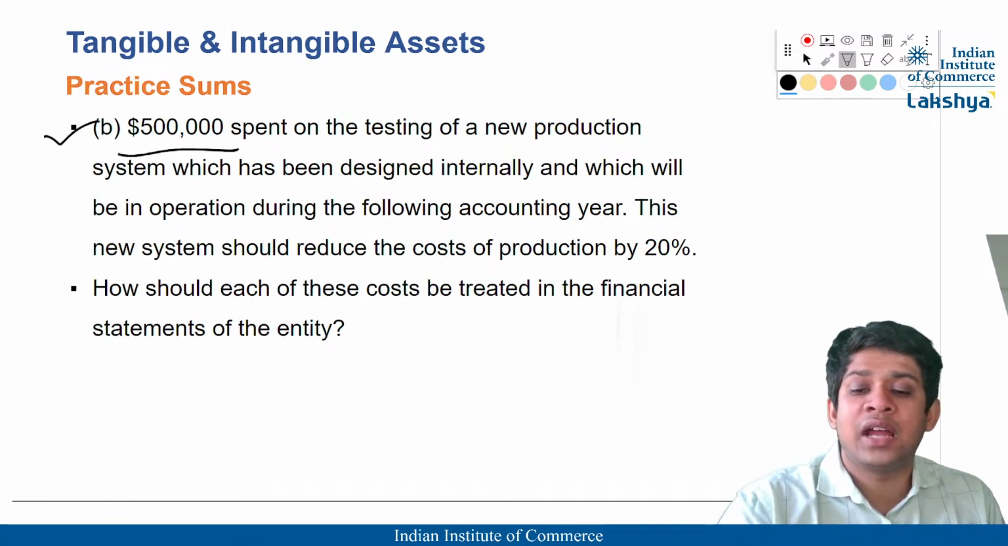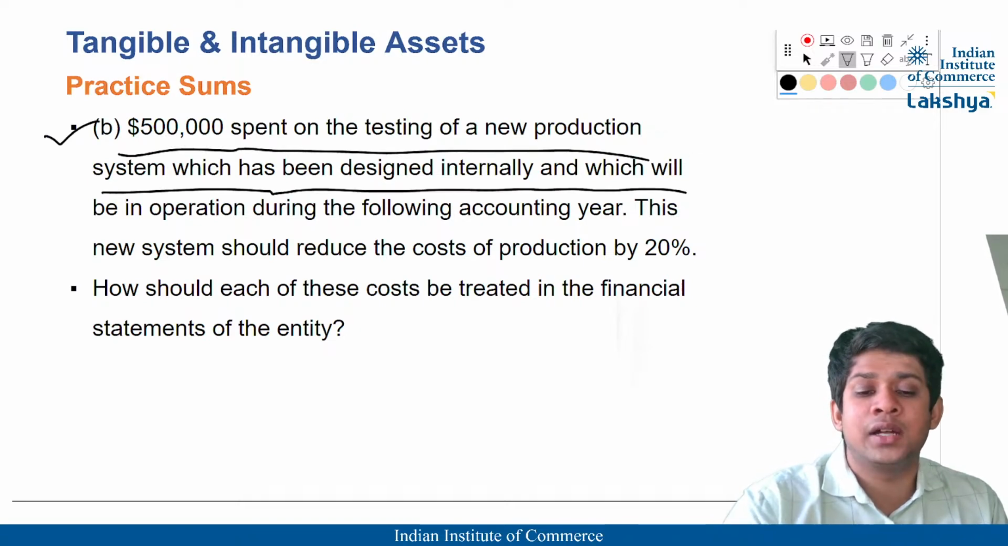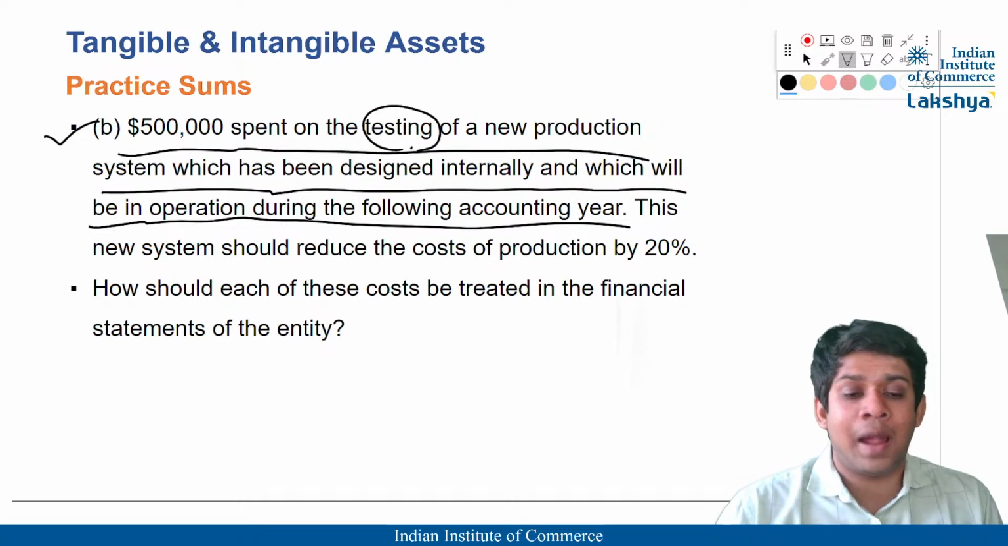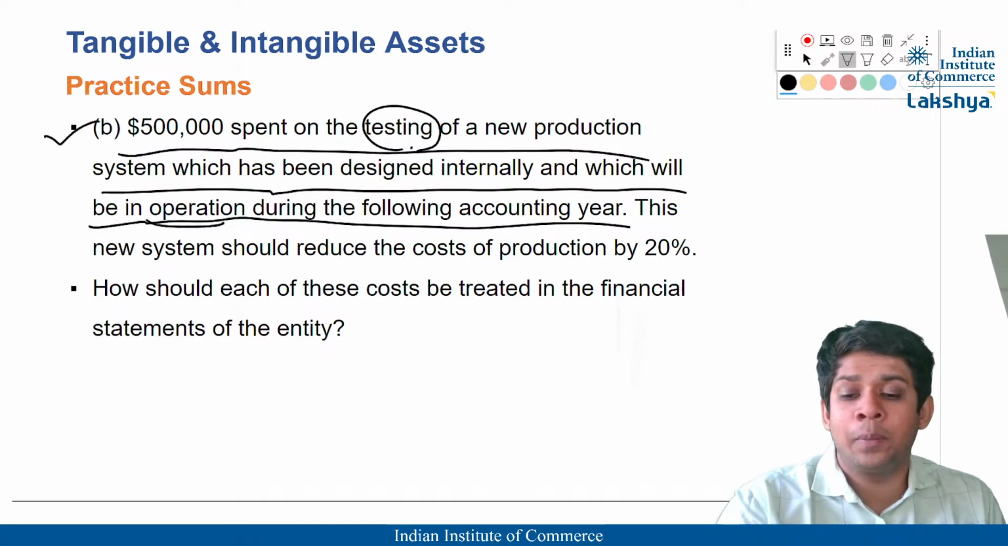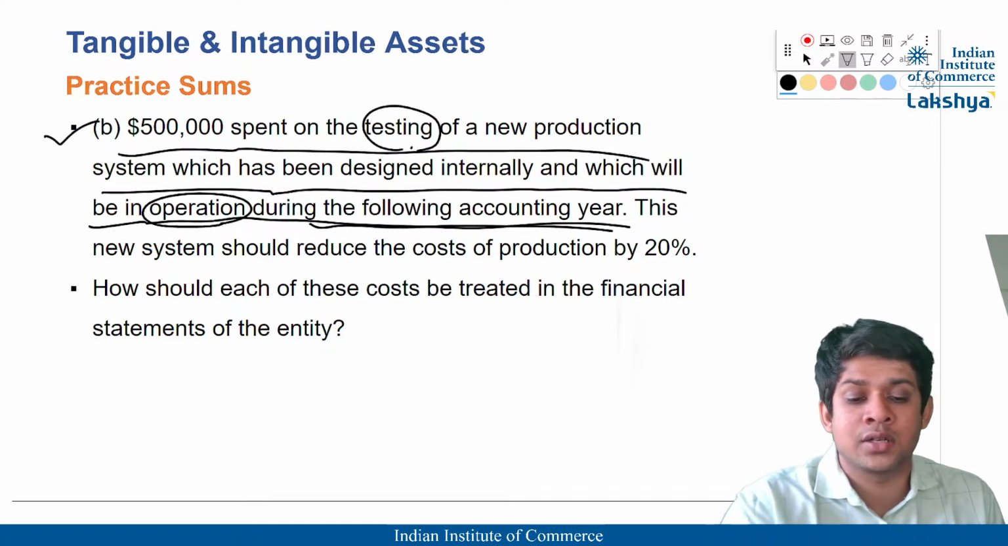Next comes $5 lakh spent on the testing of a new production system, which has been designed internally and which will be in operation during the following accounting year. That means 5 lakh is spent on the testing. So I'm at the testing stage. Application of the research finding is already done, right? And it is going to be in operation during the following accounting year. That means it will be used in the next year, right?